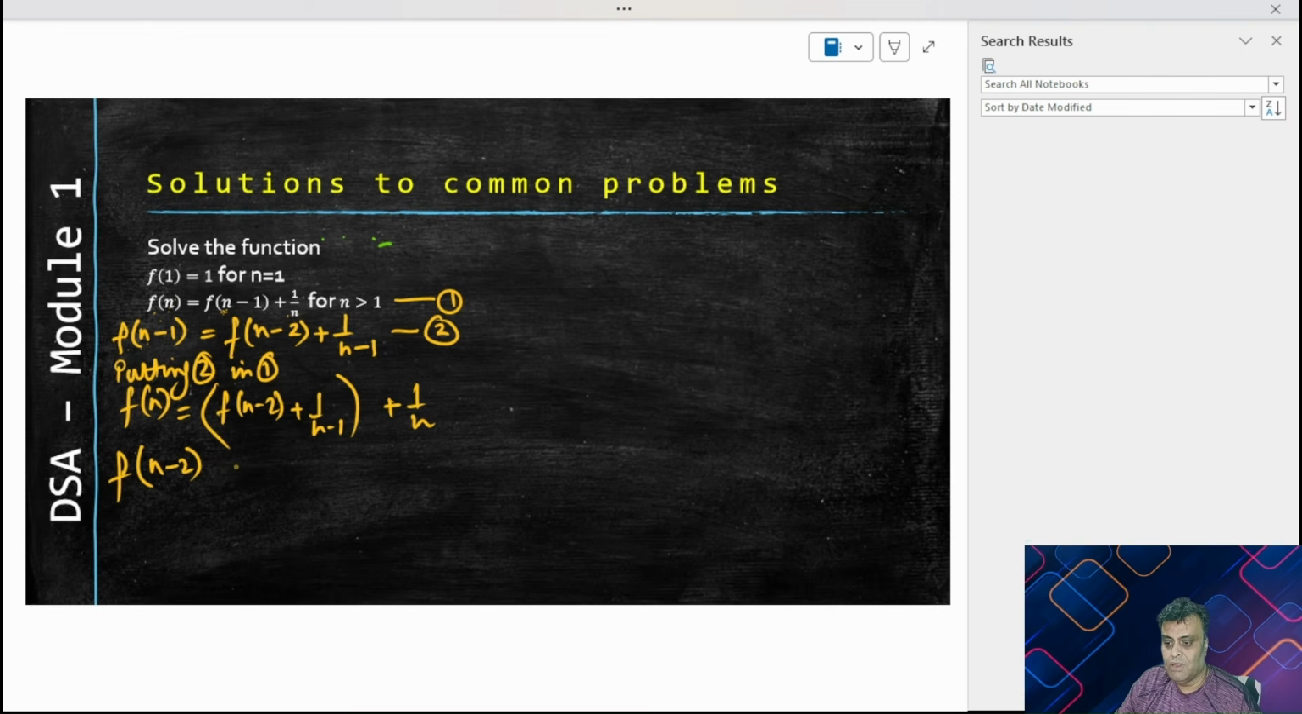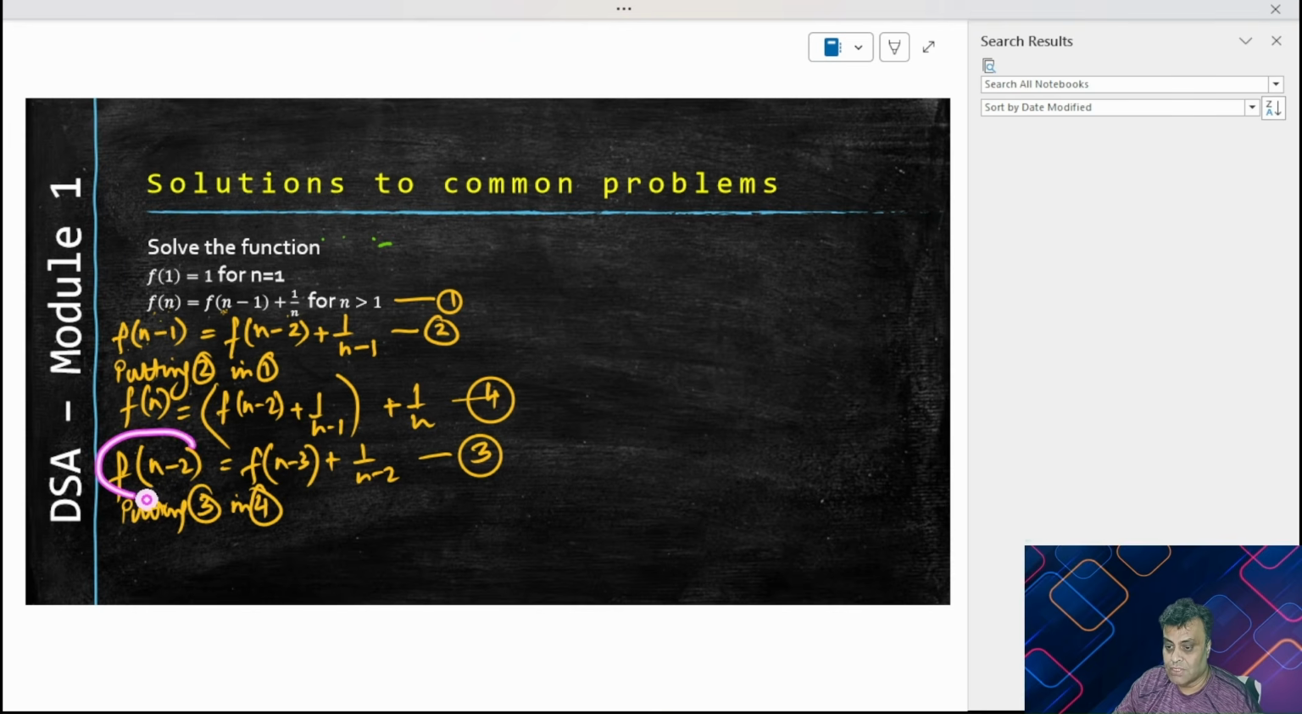So this equation will become, we'll put fn minus 2 here in this equation and see what happens, right? So fn minus 2 means this will become fn minus 3, and we'll have n minus 2 put here, so 1 by n minus 2. Can I mark this as 3 and this as 4? And then I say that putting 3 in 4, I will take this fn minus 2 and put it here, right?